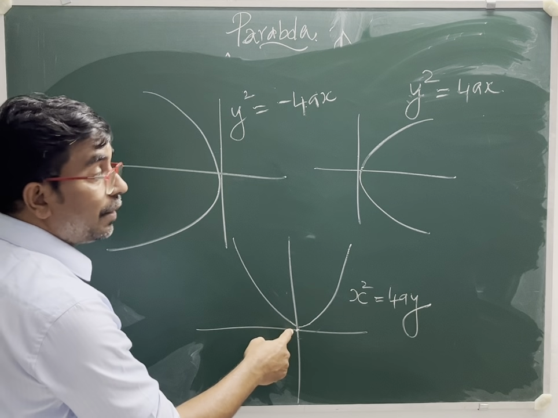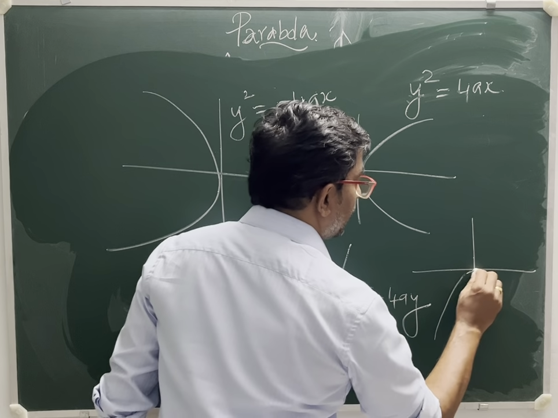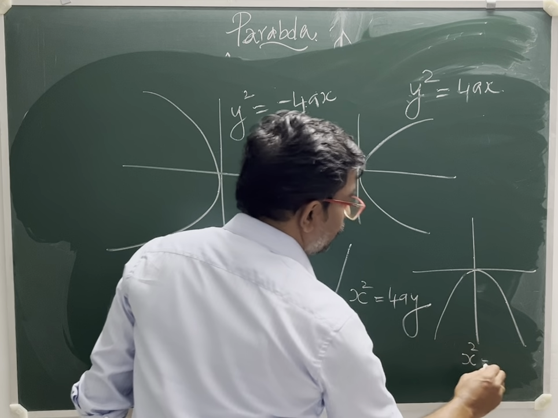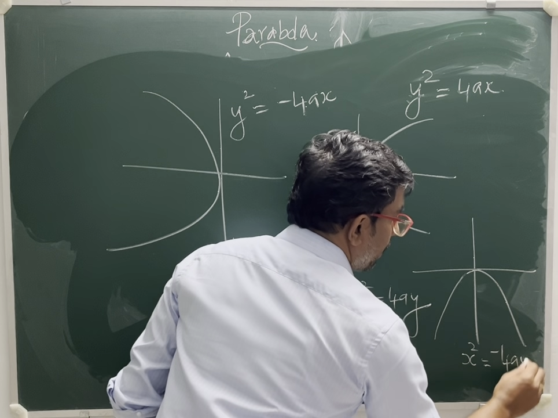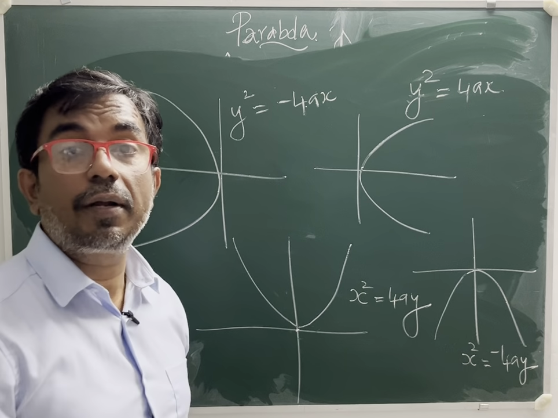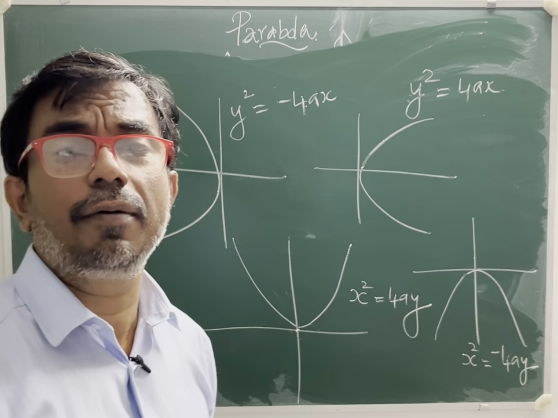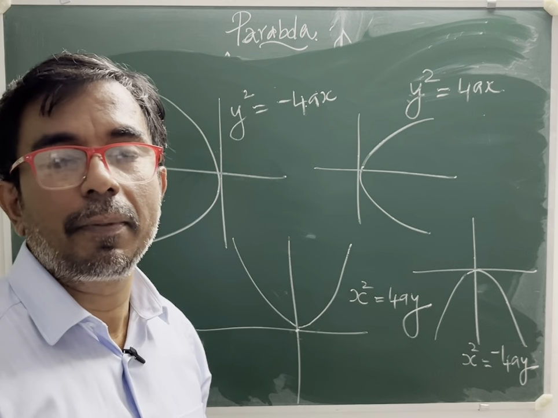Now you can have one more with the y-axis as the axis, but downside. Here you have to change the roles of x and y. X square is equal to minus 4ay. So y square equal to 4ax, y square equal to minus 4ax, x square equal to 4ay, x square equal to minus 4ay. These four types are there.